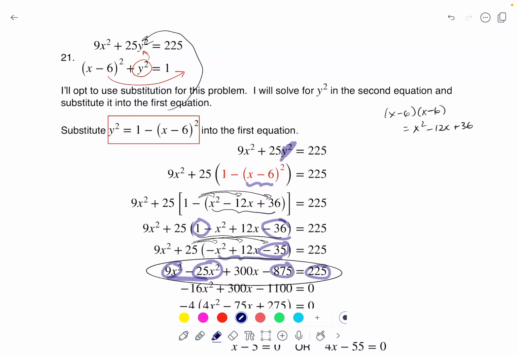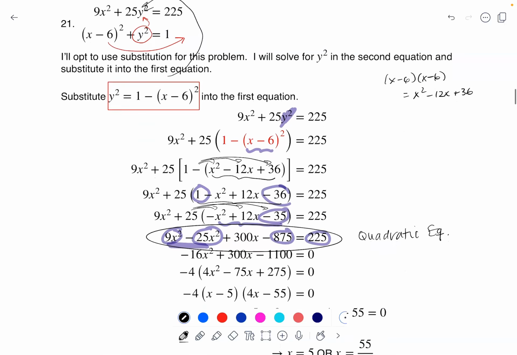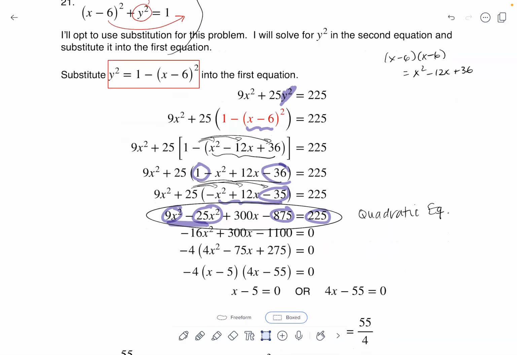But at the end of the day, when I see the x squareds, I know I have a quadratic equation. And if I have a quadratic equation, our two options are to set that equation equal to 0, and then either factor or use the quadratic formula. So I'm going to scooch this up a bit, and let me go ahead and just delete some of this because it looks a little crowded.